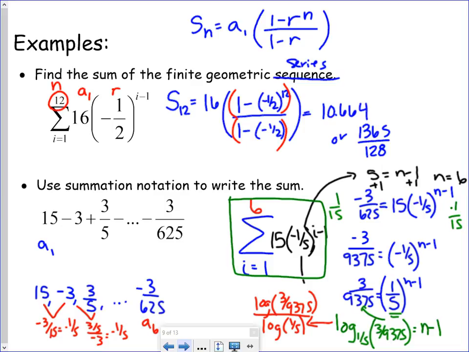Again, if you like the thought process we used early on to figure out the upper limit, you can go ahead and use that. Just know that logs are a backup if you need them.